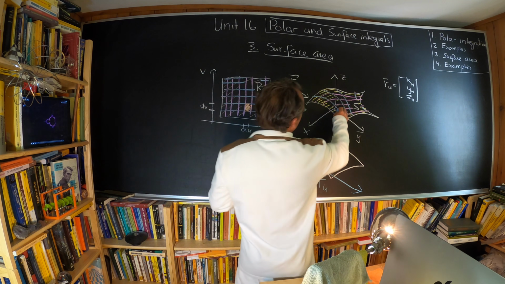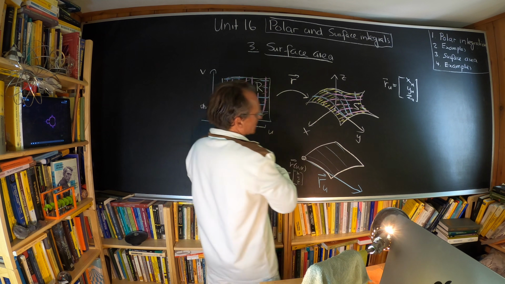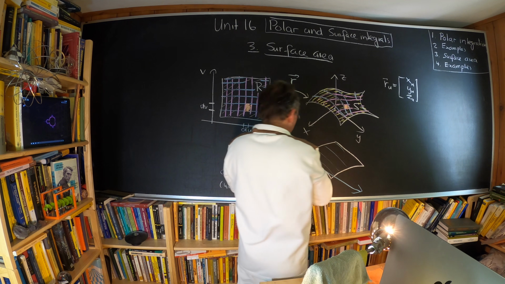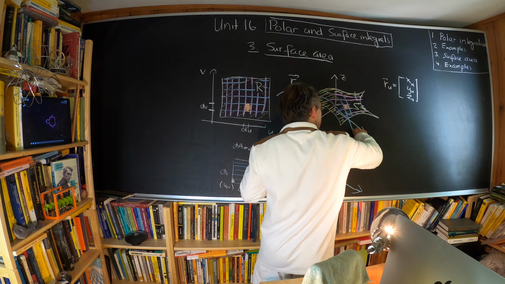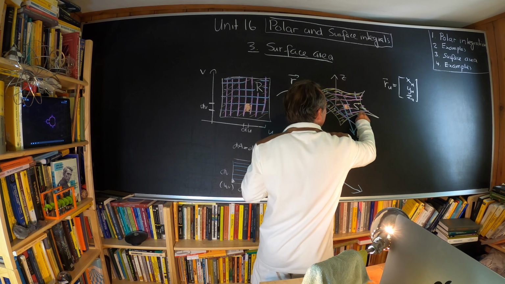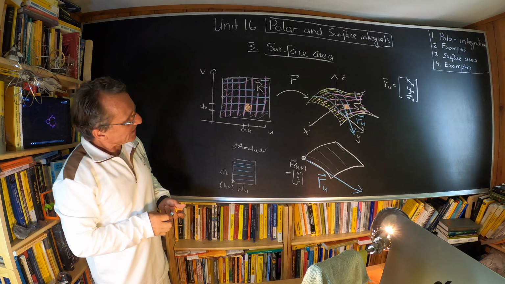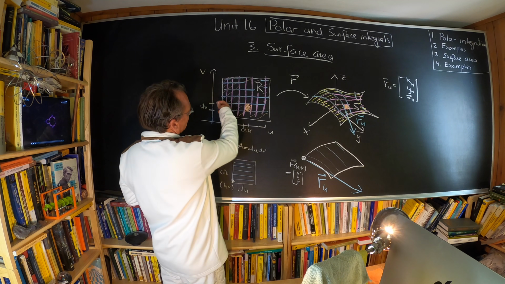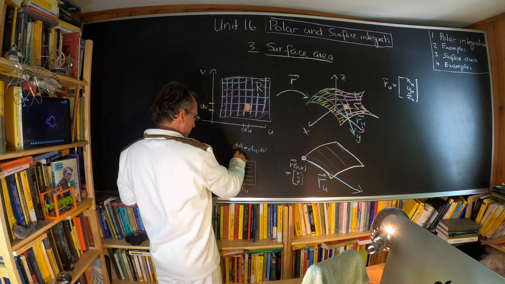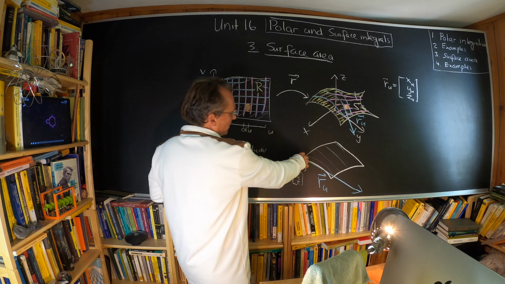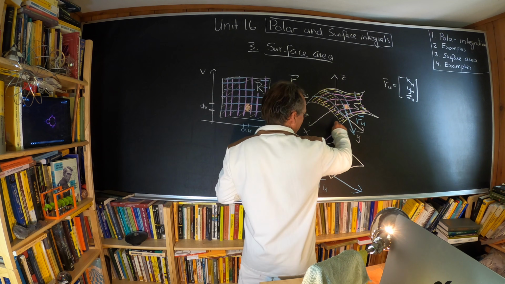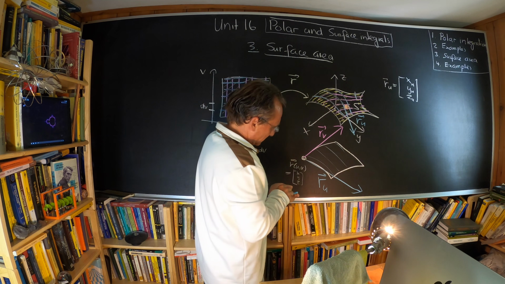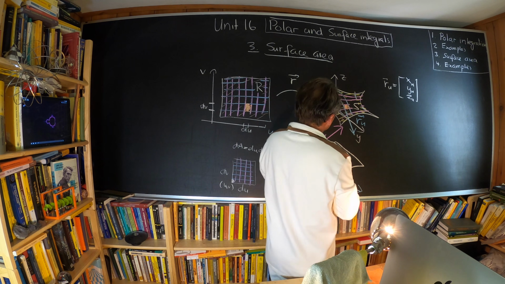So this vector here, where we are looking at things, this is r_u. And then we can also vary the other parameter v. When we vary the other parameter, we get these grid curves here. And then when we take the derivative, we get here r_v. So we get r_v.